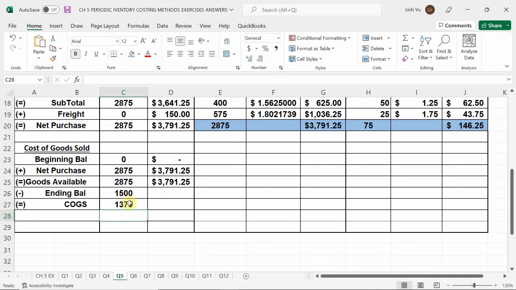So what I'm going to do here is solve for my total cost of goods sold using the rules of LIFO. So I'm going to go ahead and build a table down here. I'll build it right here. I'm going to call this my cost of goods sold.